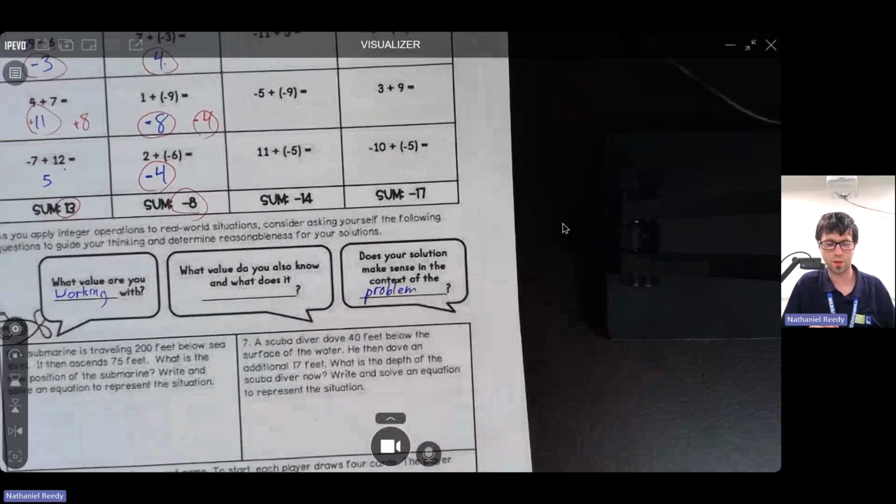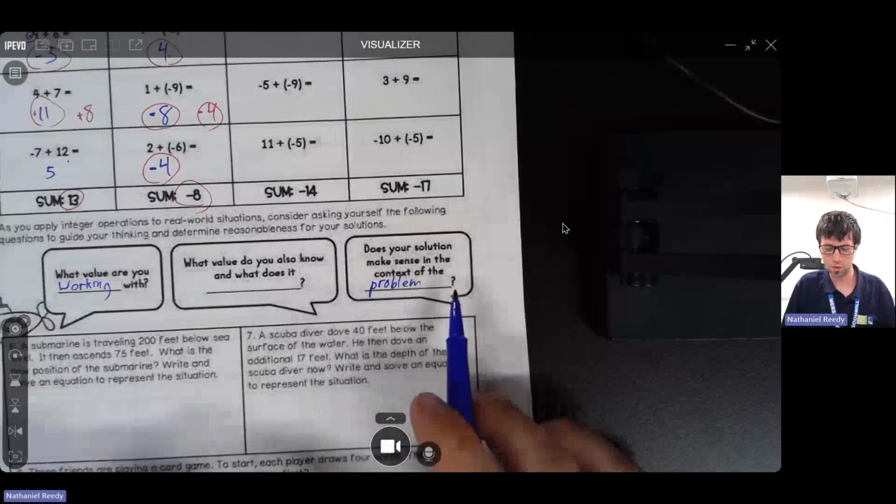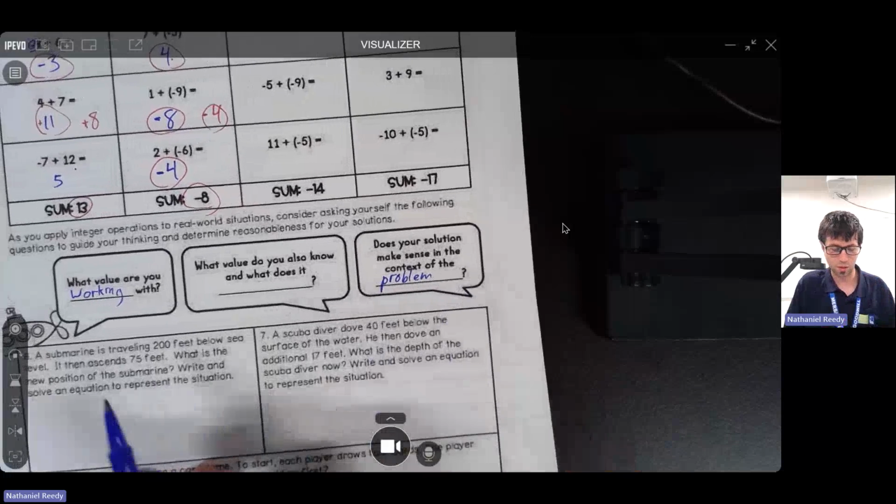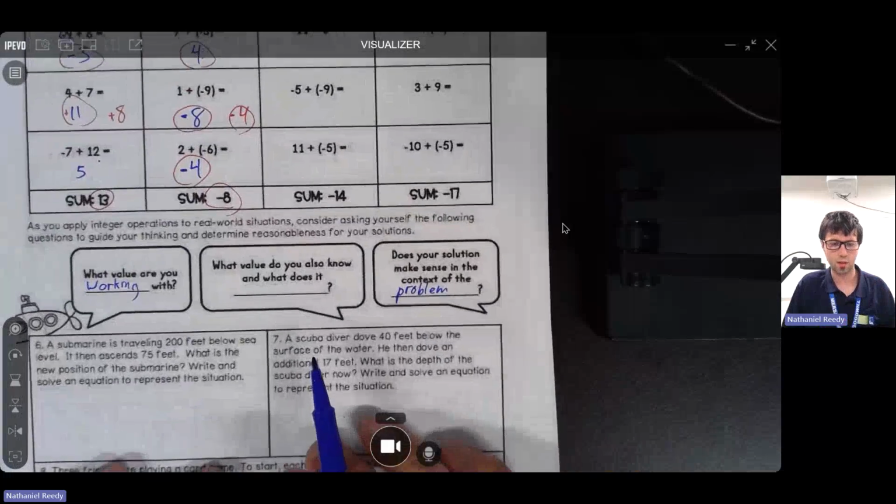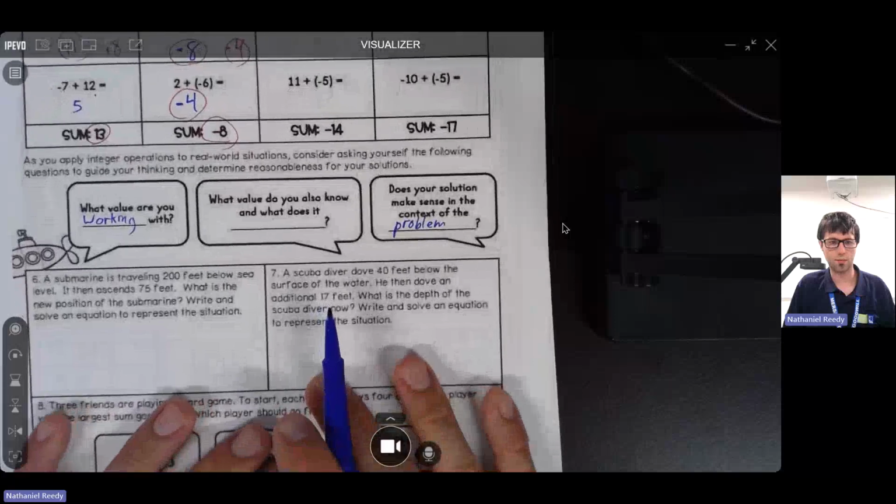I really like that last piece of advice. Does your solution make sense in the context of the problem? So let's read this problem, do it together, and then I'll tell you guys what I mean.